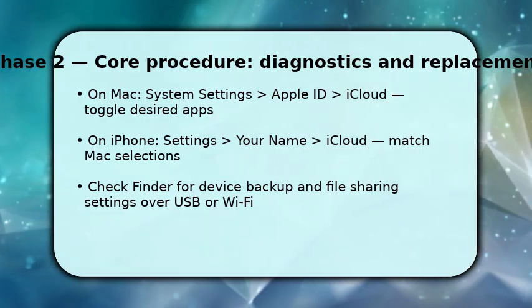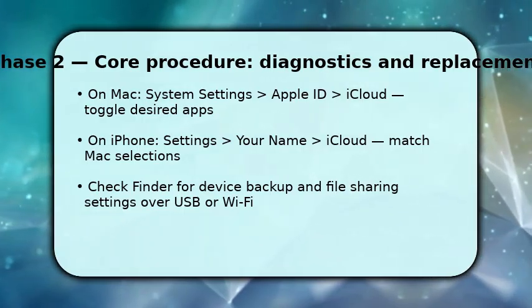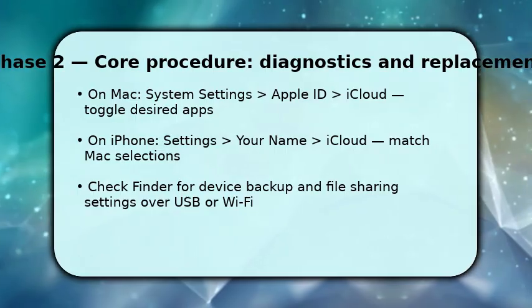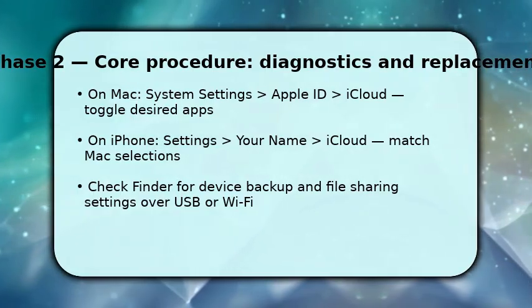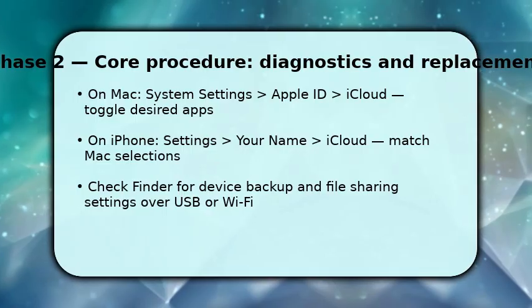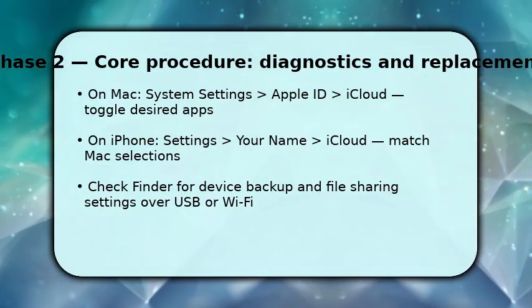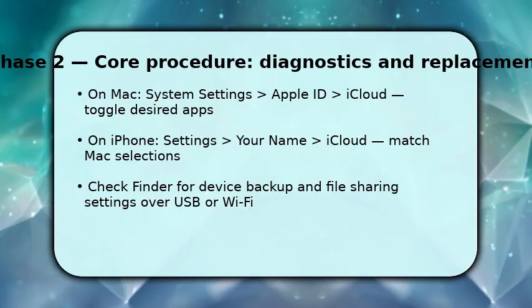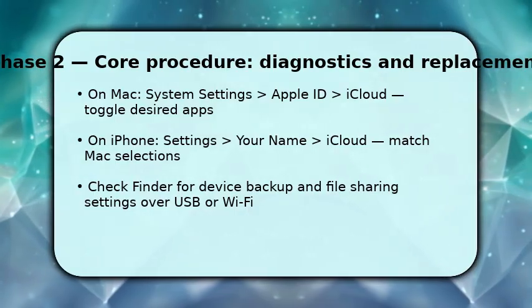Next, connect the iPhone to the Mac and open Finder to enable device backups and folder syncing over USB or Wi-Fi. This ensures files, app data, and backups transfer. Make sure both devices finish any pending uploads, so changes don't conflict later.